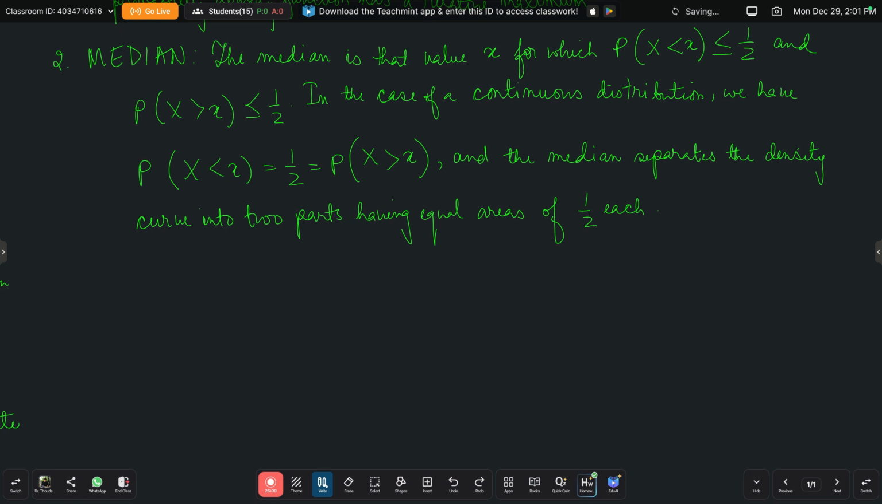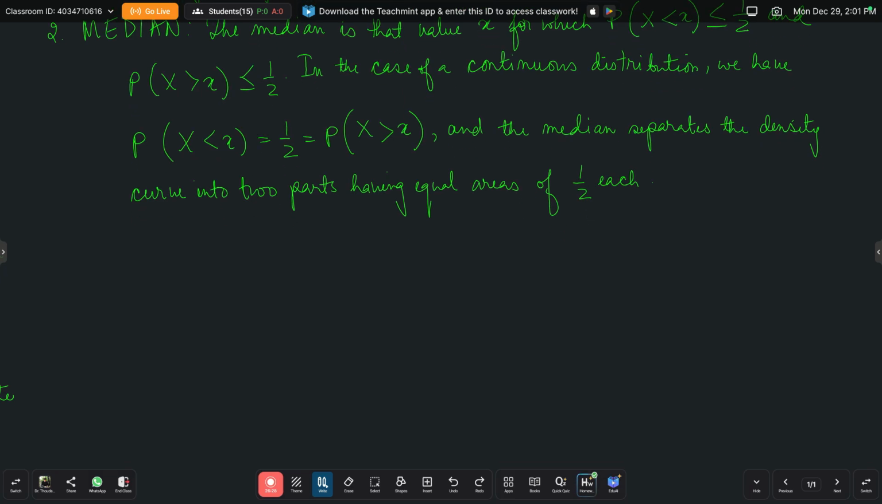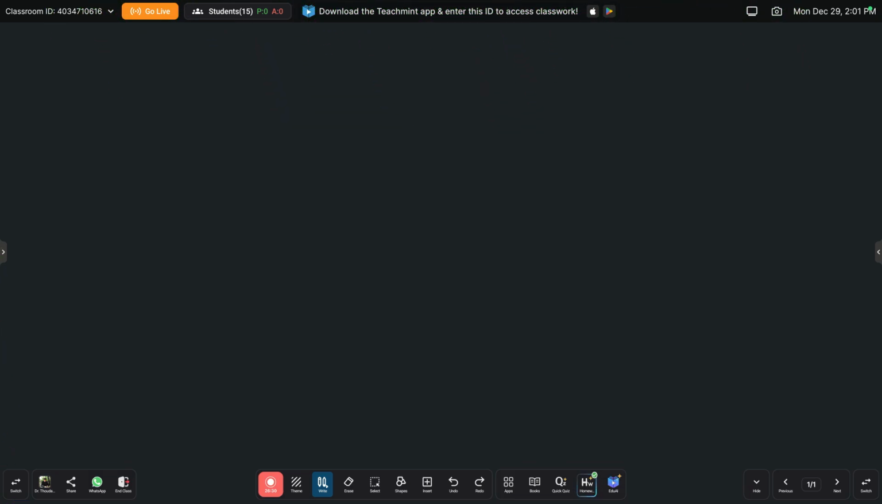Measures of dispersion: variance, standard deviation, semi-interquartile range, mean deviation. Then there are skewness and kurtosis. So let's write skewness here. Skewness.